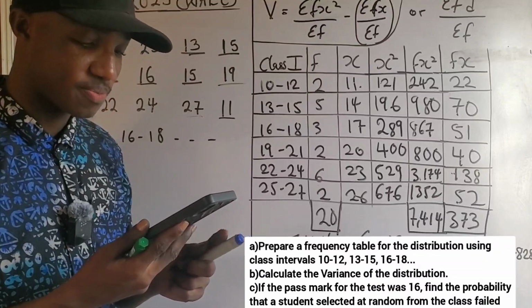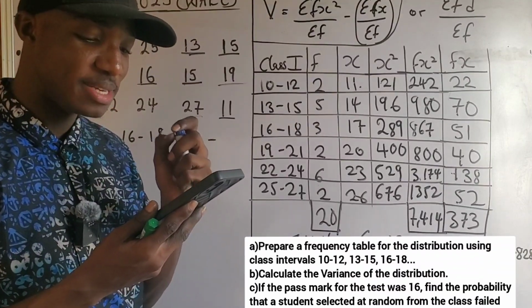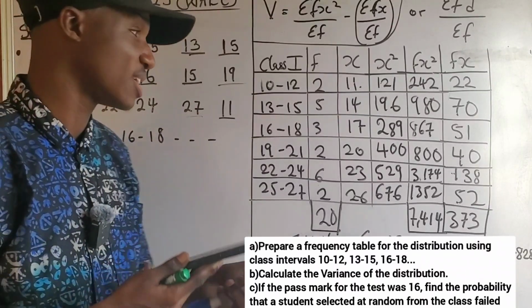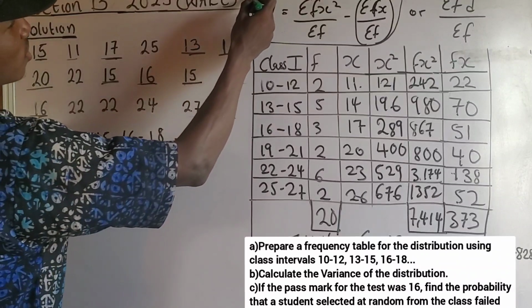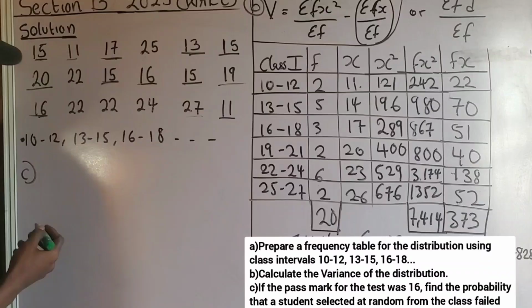For the next question, if the pass mark for the test was 16, find the probability that a student selected at random from the class failed. Okay, the pass mark, that is the third question. This one is the second question. The frequency distribution is the first question. You understand? And this is the third.